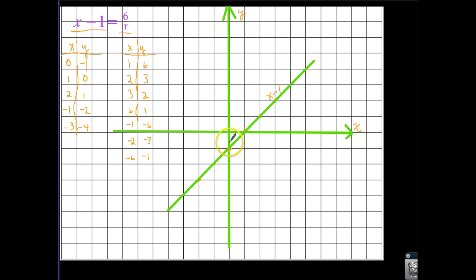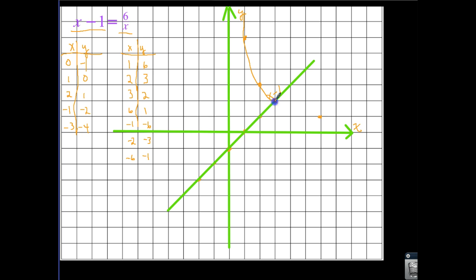Negative 6, we get negative 1. Okay, so if x is 1, y is 6; x is 2, y is 3; x is 3, y is 2; x is 6, y is 1. Okay, so I'm going to try and draw this.